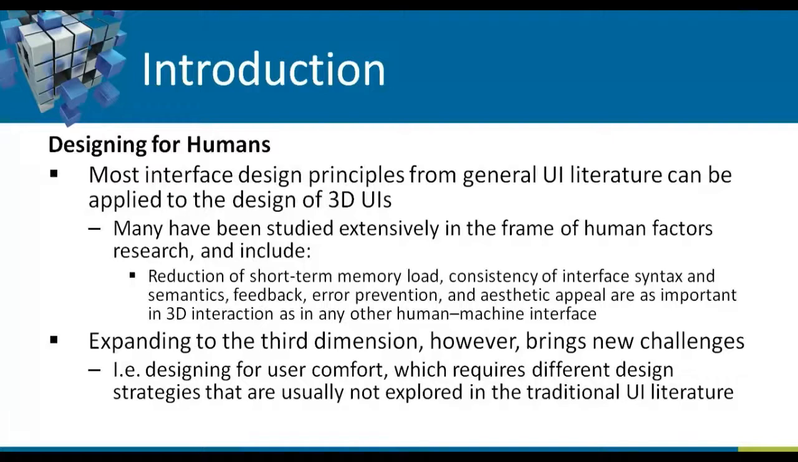So, what is designing for human? Most interface design principles from general user interface literature can be applied to the design of 3D UIs. Many have been studied extensively in the field of human factor research and include reduction of short-term memory load, consistency of interface syntax and semantic, feedback, error prevention, and aesthetic appeal, which are as important in 3D interaction as in other human-machine interface.